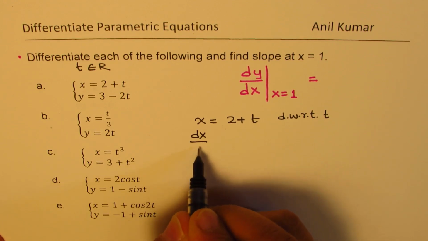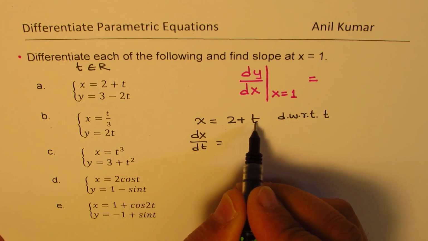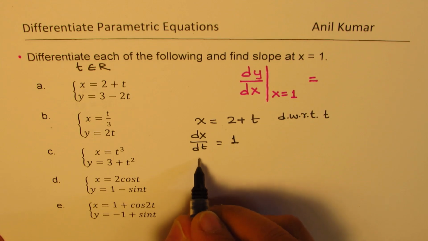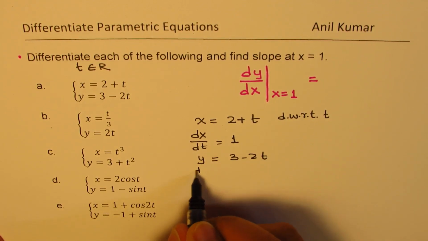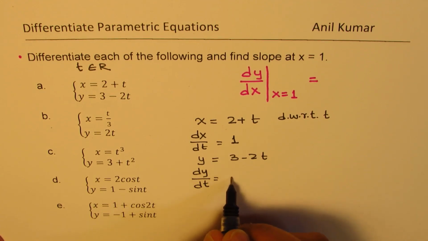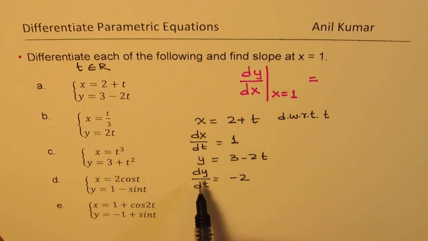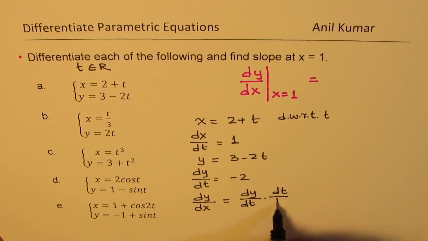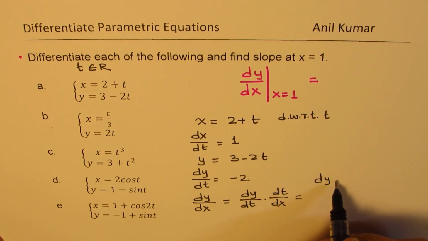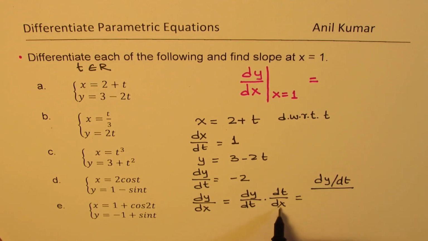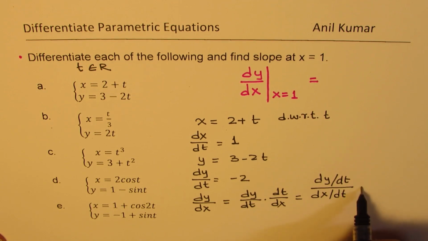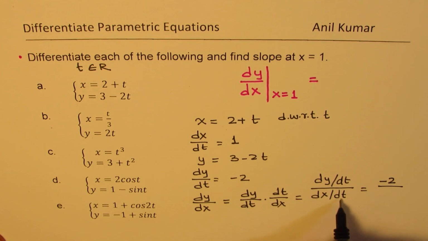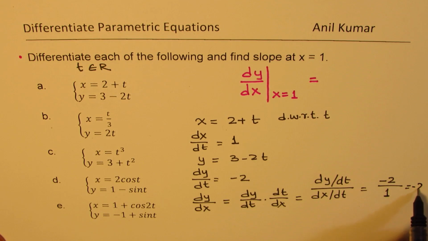Okay, so dx dt is basically equal to the derivative of 2, which is 0, and that of t, which is 1, right? So we get 1. Now y is equal to 3 minus 2t, so dy dt is equal to 0 and minus 2. So we do get dy dx by finding the ratio of these two, right? So we could write dy dx as dy dt over dx dt, correct? Now in this case, dy dt is minus 2 and dx dt is 1. So we get our answer as minus 2.